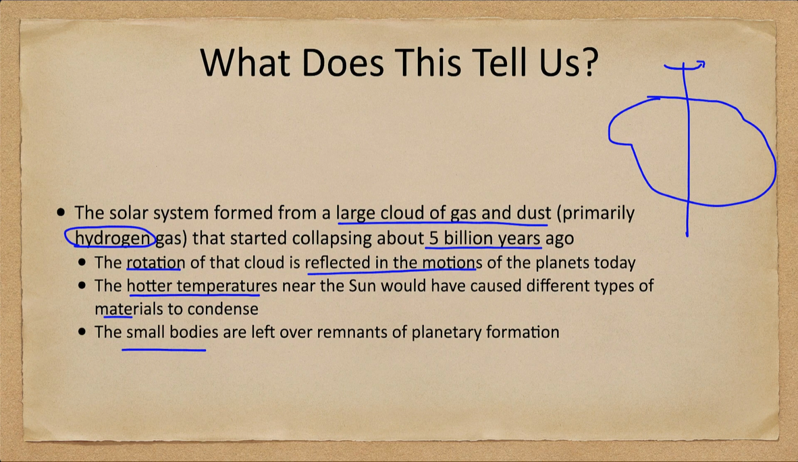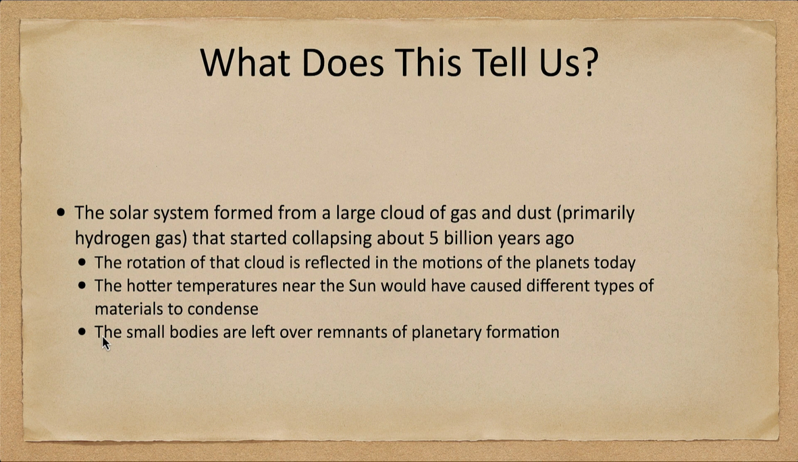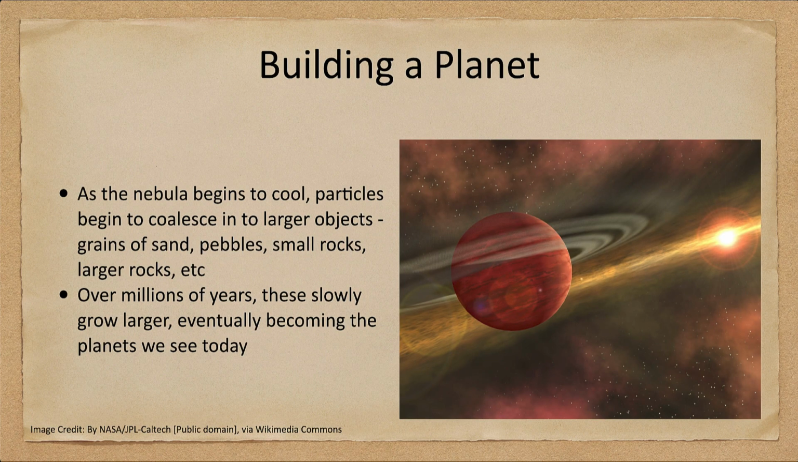So let's look a little bit at how we go about building a planet. How do you build a planet? Well, what happens is that you start off with very small objects. As the nebula cools, the particles start to grow, and they collide and coalesce into larger objects: grains of sand, pebbles, small rocks, larger rocks. And over millions of years, these continue to grow larger, becoming first what we call protoplanets just before they become a planet. And then as they gather enough material, becoming the planets that we see today.